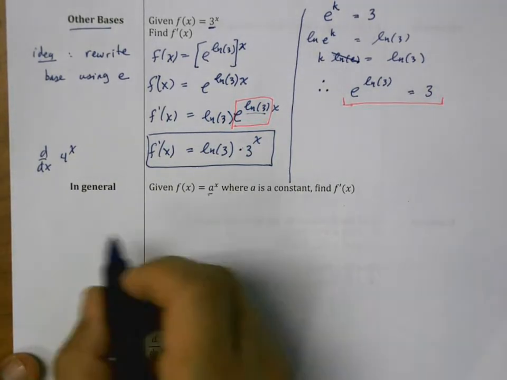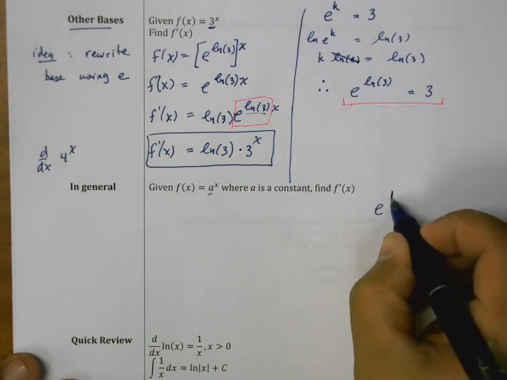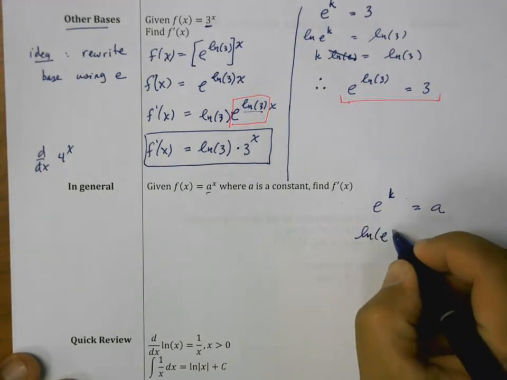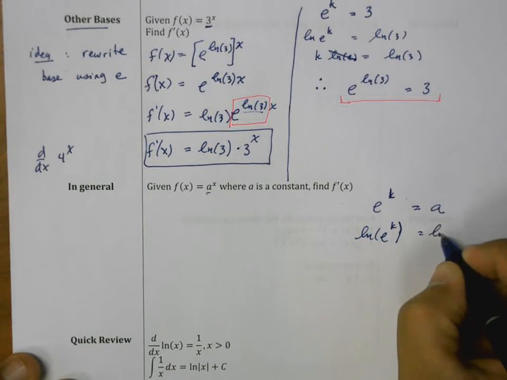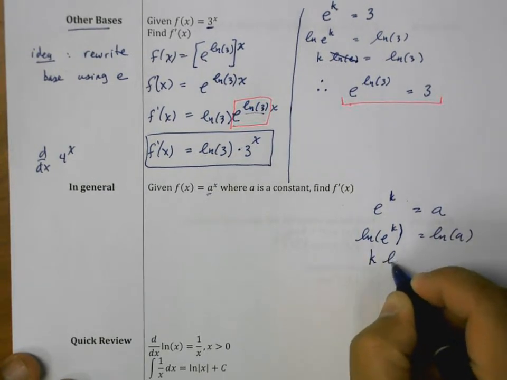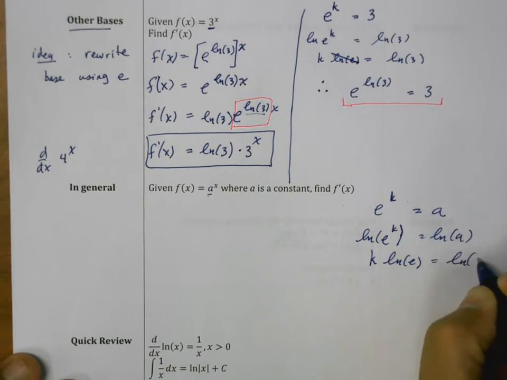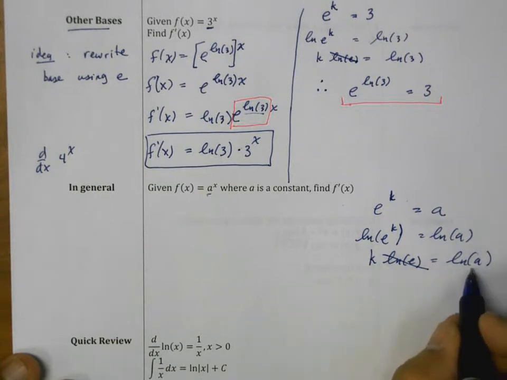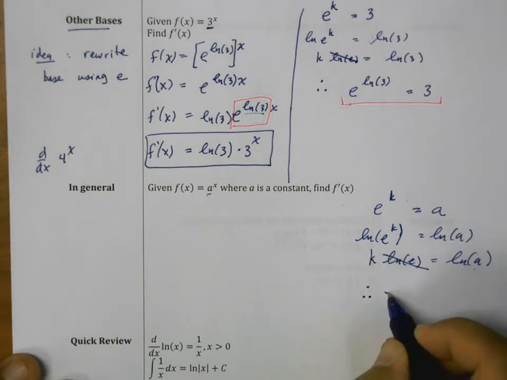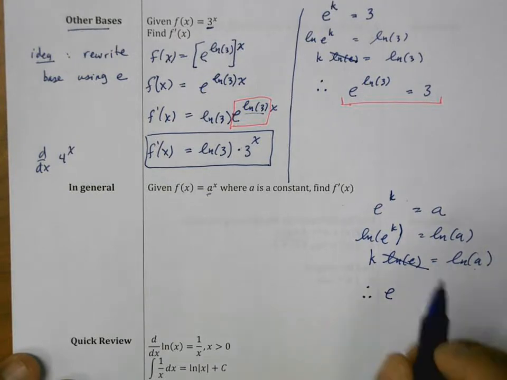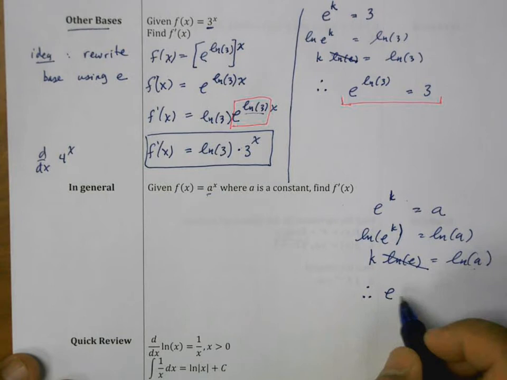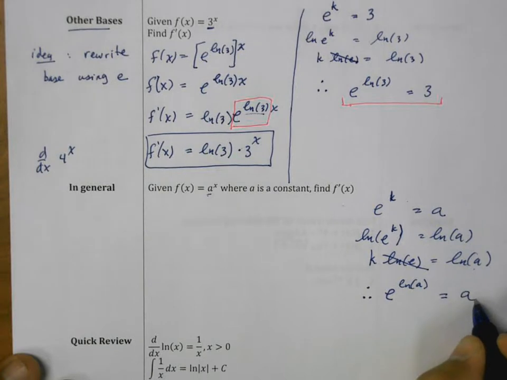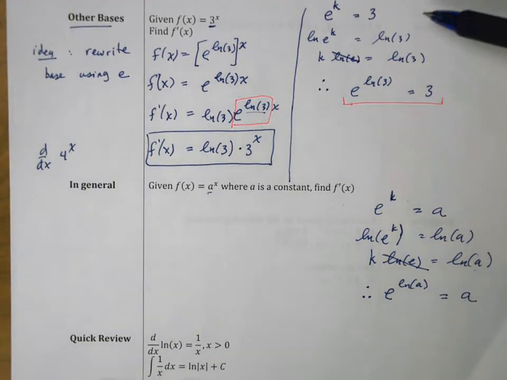So on a side note, we're going to rewrite a in terms of e. Take the natural log of both sides. This gives me k natural log of e is equal to natural log of a. This goes away. So that means k is equal to natural log of a. Therefore, e to the k, but k is equal to natural log of a. So e raised to the natural log of a is equal to a.